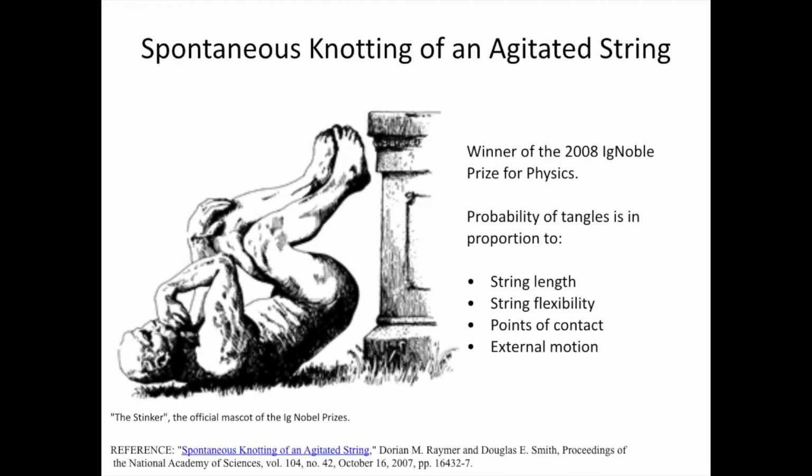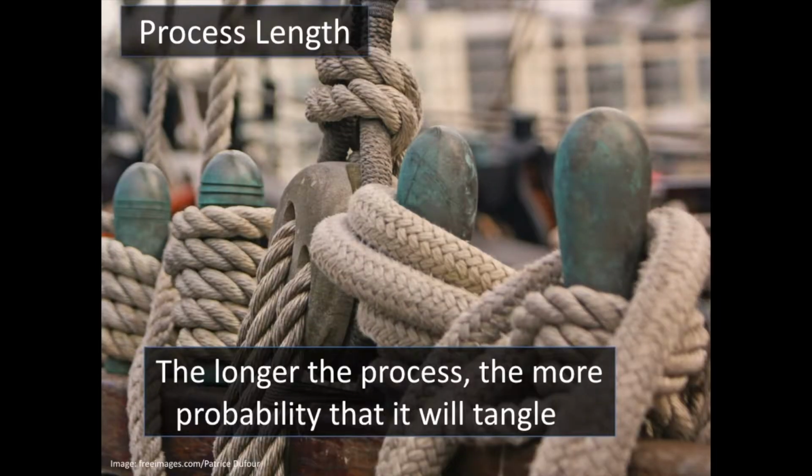Let's look at the implications for business processes. The probability of process tangles is proportional to process length. In other words, the shorter the process, the less chance that it will tangle.